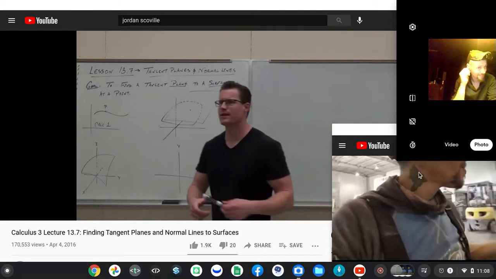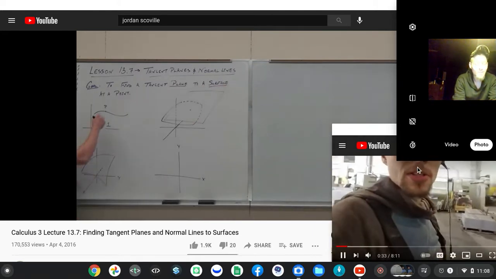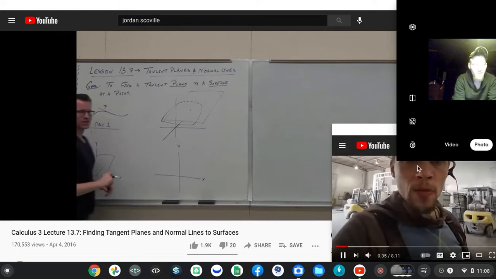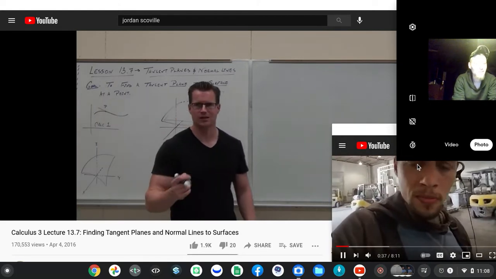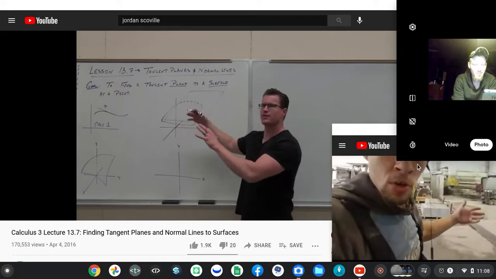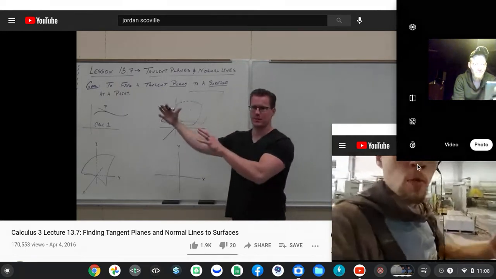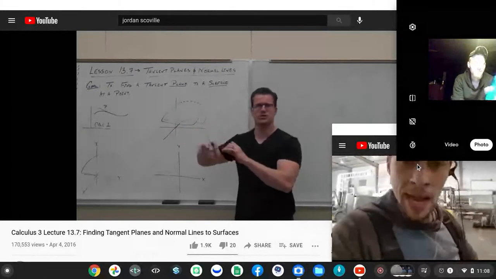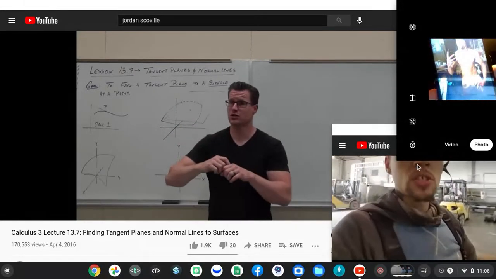In Calc 1, the idea is take a curve and find a tangent line. Now take a surface. Let's find a tangent plane to the surface at a point. So this tangent plane touches the surface at exactly that point.